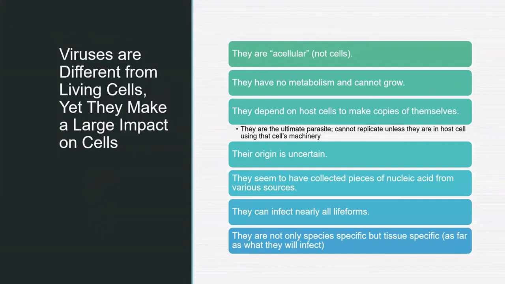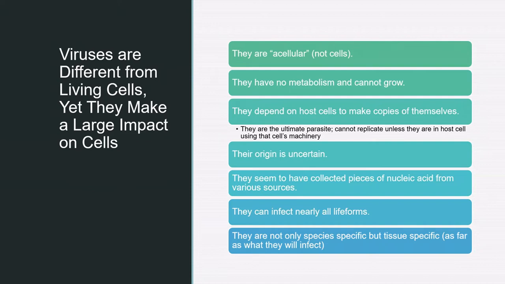Viruses are different from living cells. They are acellular. They're not actually cells. They have no metabolism and cannot grow. They depend on host cells to make copies of themselves. And in this, they are the ultimate parasite. They cannot replicate unless they're in a host cell using that cell's machinery.